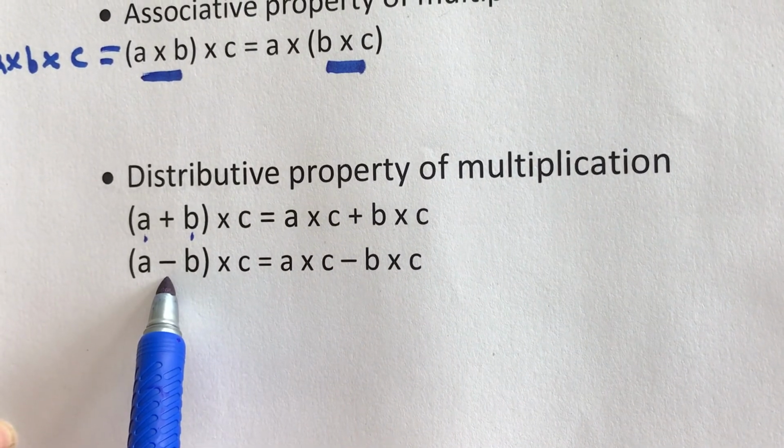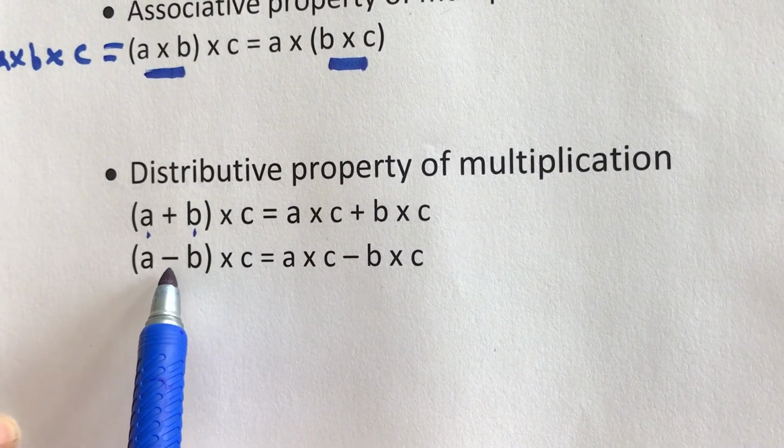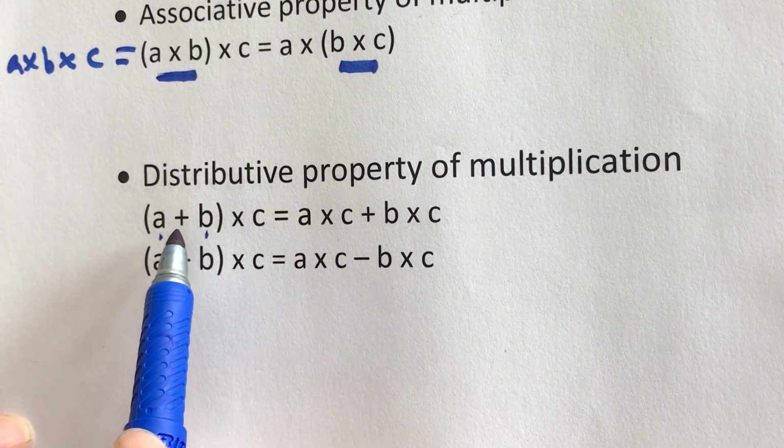The sign that's carried is from the bracket. It's a minus, here's a minus. If it's a plus, here's a plus.